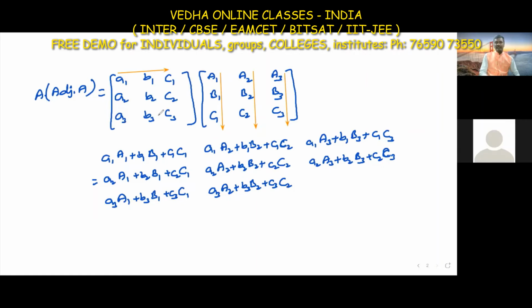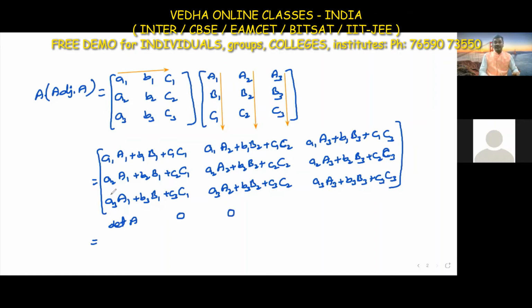Are you following? Third row with third column means small a3 into capital A3, small b3 into capital B3, and small c3 into capital C3. Now here we are applying the determinant concept, the properties of determinants. Whenever we have the same element and the cofactor of that element, we get the determinant of that matrix. Otherwise, one element with different cofactors, we get zero.